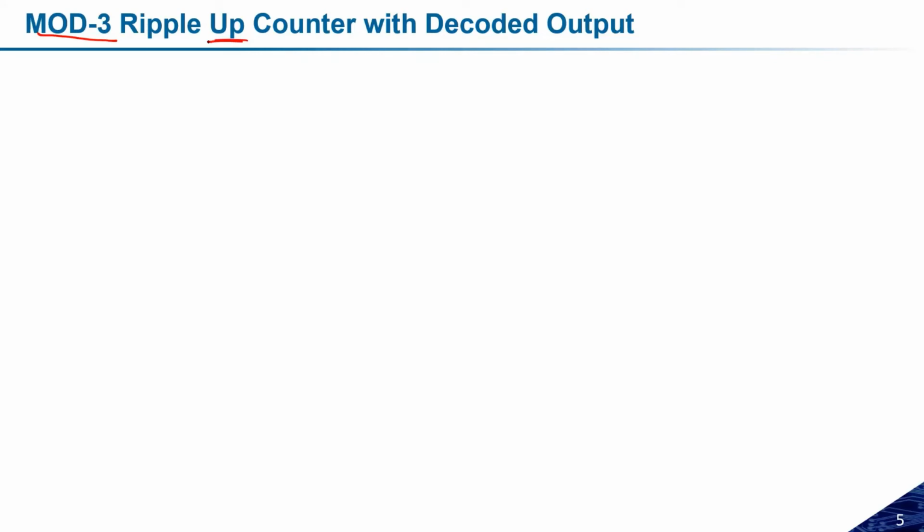Here we are trying to make the up counter. The counter will start from 0, the next state will be 1, so it will go from 0 to 1, and because it is modulus 3, the last state will be 2, and then again it will come to 0. So 0 1 2 0 1 2 and so on. This is how it will work.